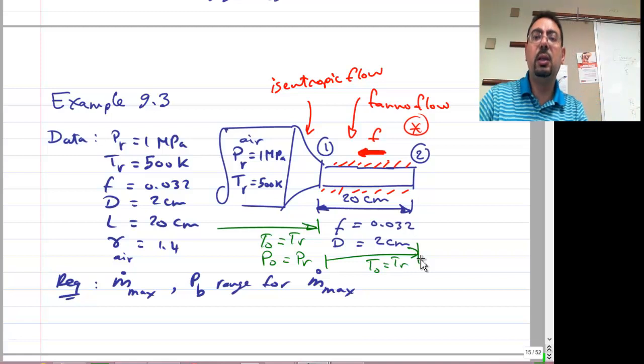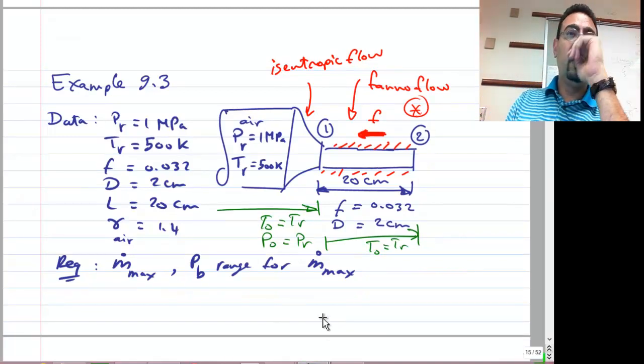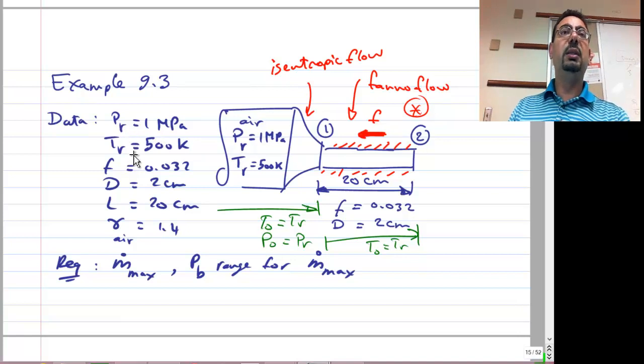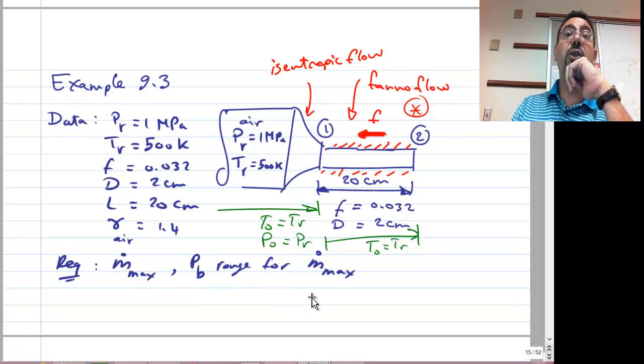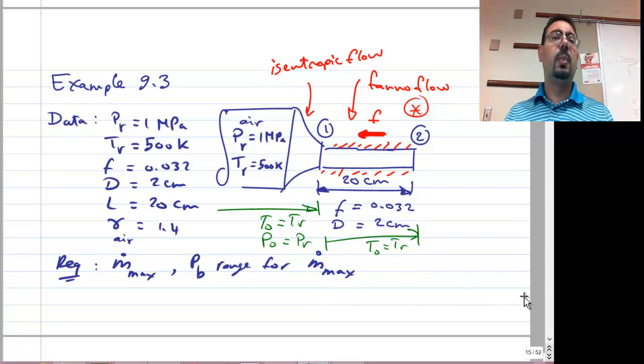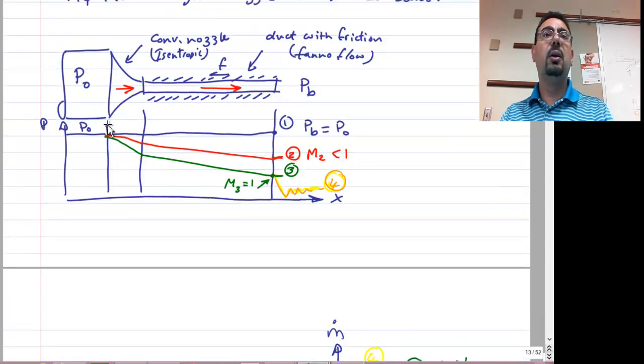Right, so let's look at this example. We are given P naught and T naught, the f, D, L, and gamma. And it's basically saying find the m dot max and find the back pressure for m dot max. Right? So this is the case exactly like this, right? It's this curve.